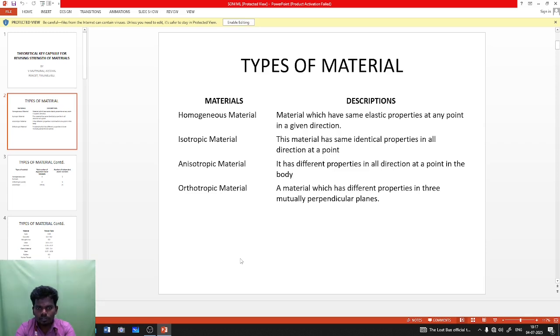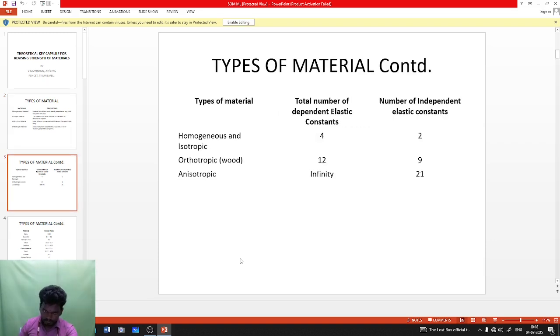Related to isotropic, these materials have the same identical properties in all directions at a point. An anisotropic material has different properties in all directions at a point in the body. And an orthotropic material has different properties in three mutually perpendicular planes.